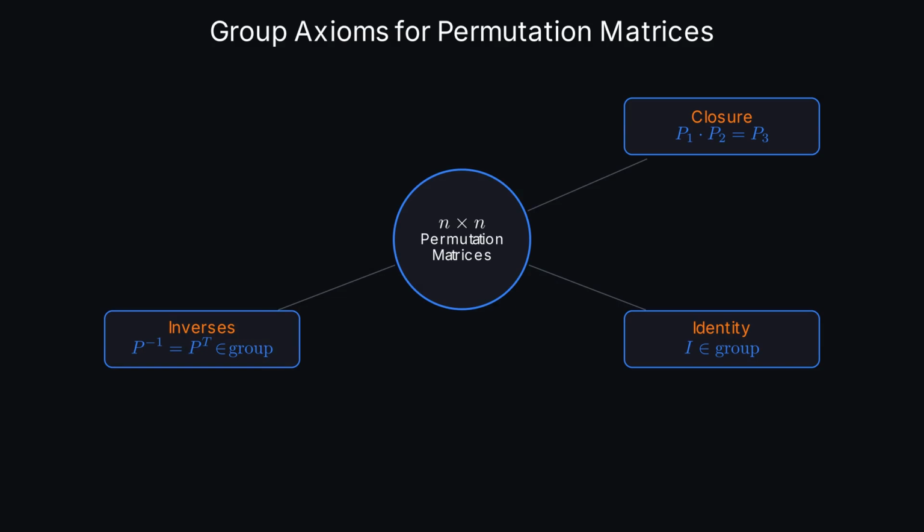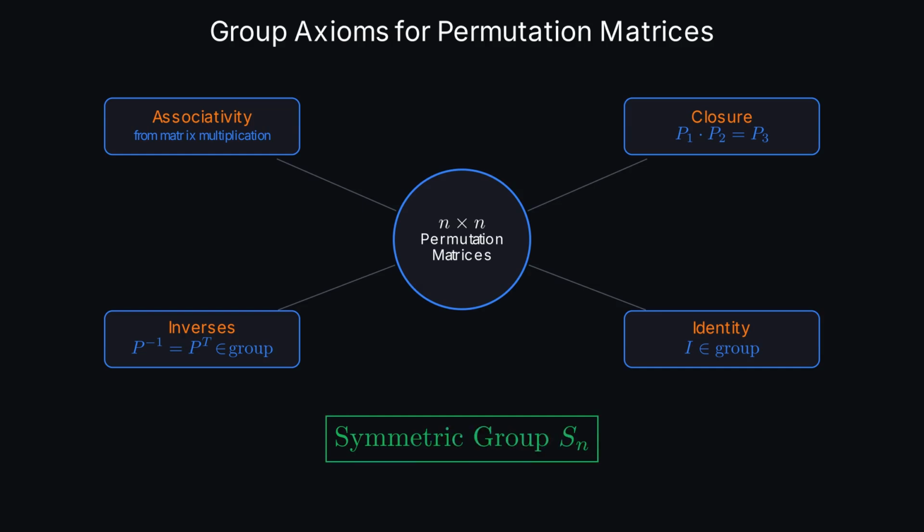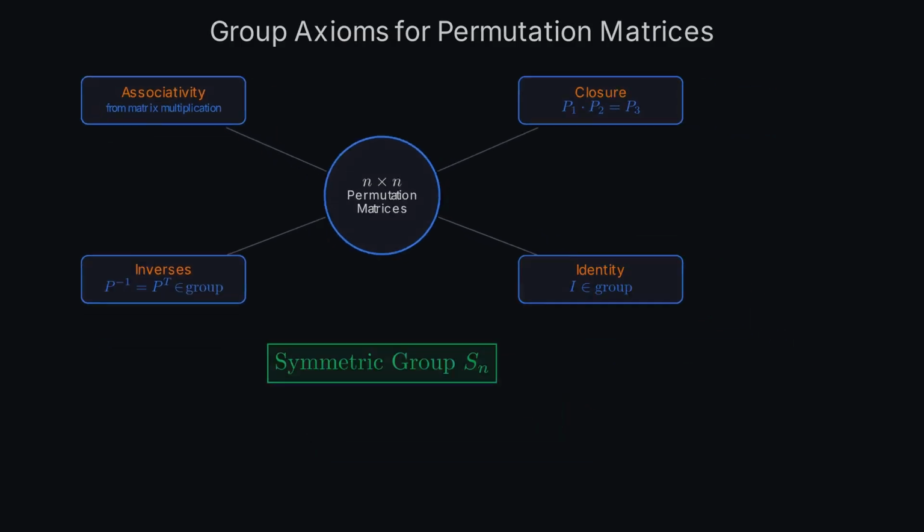Third, inverses. P inverse equals P transpose. And since the transpose of a permutation matrix is also a permutation matrix, every element has an inverse within the group. We proved this property in the previous frame. Fourth, associativity. This is inherited automatically from matrix multiplication, which is always associative. Since all four axioms are satisfied, the n by n permutation matrices form a group. And this group is known as the symmetric group S sub n.